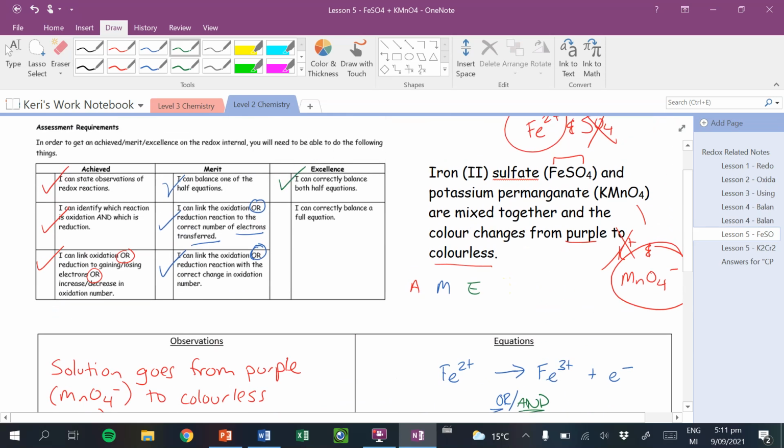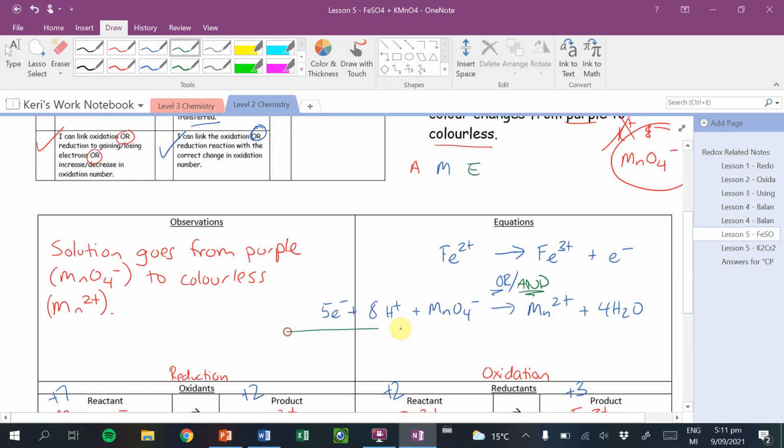So I do have both my half equations down. The final requirement is that you put these all together. So that's 5 and that's 1. So I'm multiplying this whole equation by 5. So that's going to be 5, that's going to be 5, that's going to be 5. My electrons will cancel out, and then I just write my final full equation down.